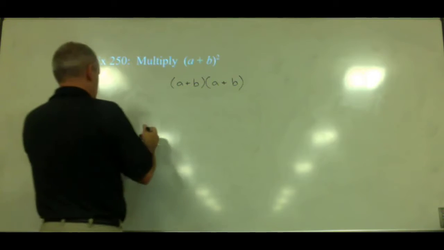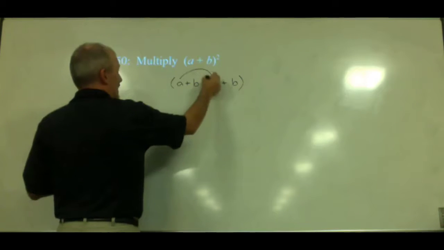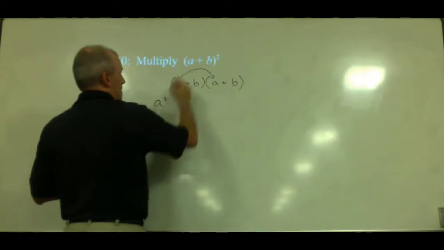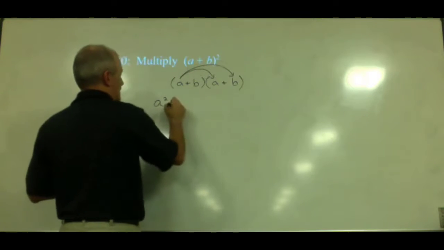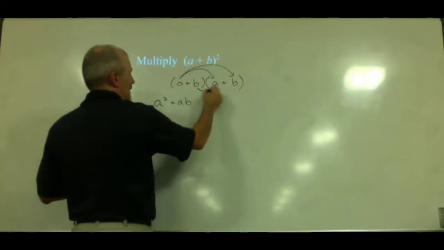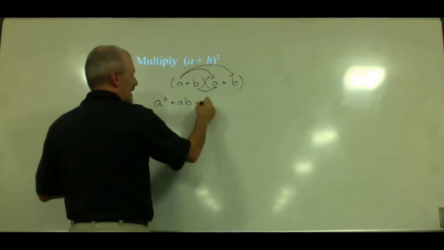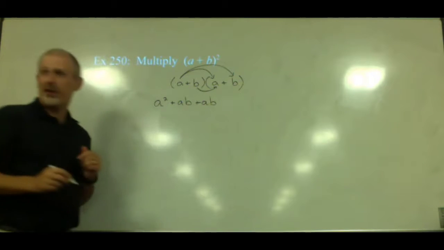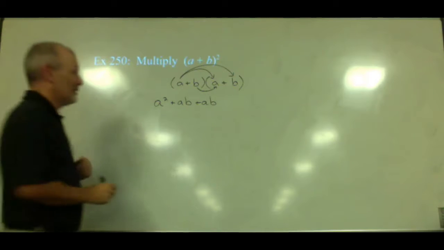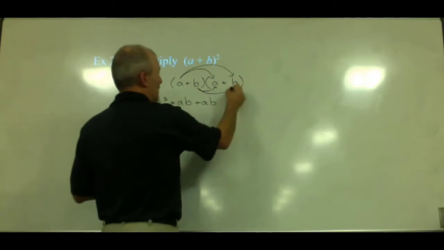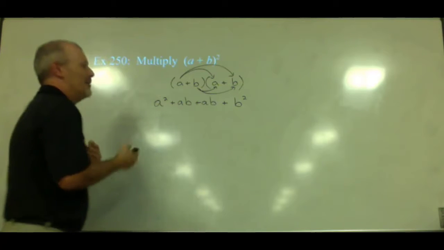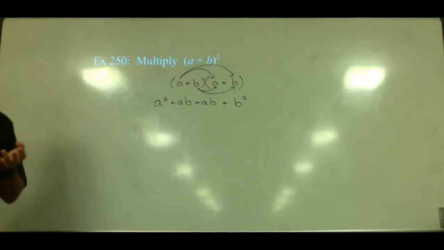So what are we going to do first? Distribute. So what times what? a times a, which is a squared. Then what? a times b, so that's just ab. And then what? b times a. And I'm going to go ahead and write that as ab because remember we usually put it in alphabetical order. The order doesn't matter. And then what? b times b. So that is b squared.